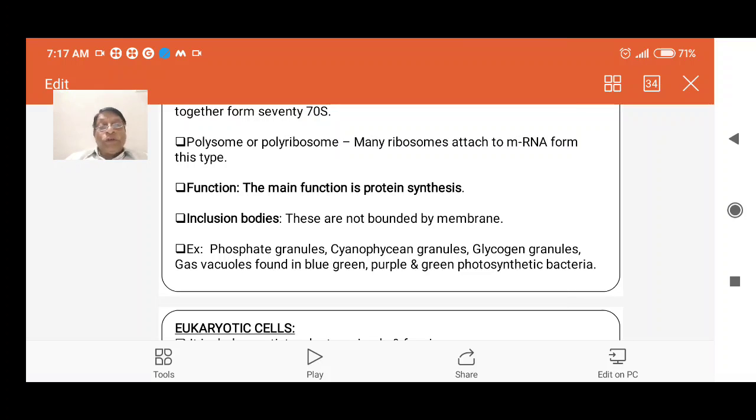Examples: phosphate granules, cyanophycin granules, glycogen granules, gas vacuoles found in blue-green algae and green photosynthetic bacteria, purple bacteria. Okay, so that's all about inclusion bodies and prokaryotic cells.